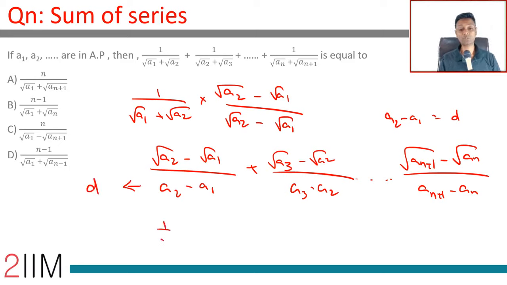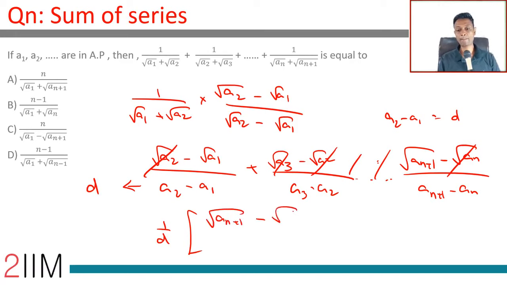So we have 1 by common difference into root A2 minus root A1 plus root A3 minus root A2 all the way till here. This gets cancelled with this. This will get cancelled with something all the way till here. So we'll have 1 by D into square root of An plus 1 minus square root of A1.